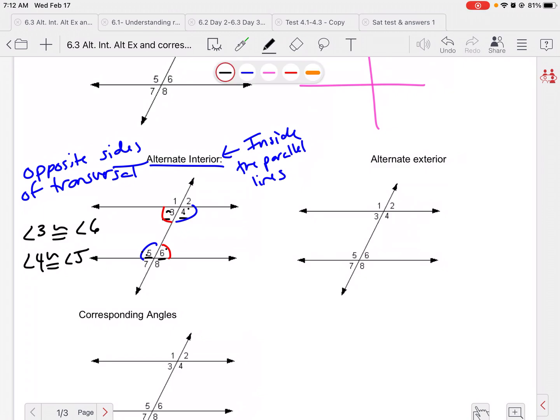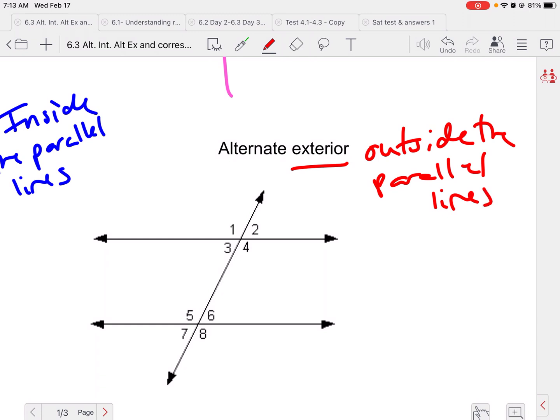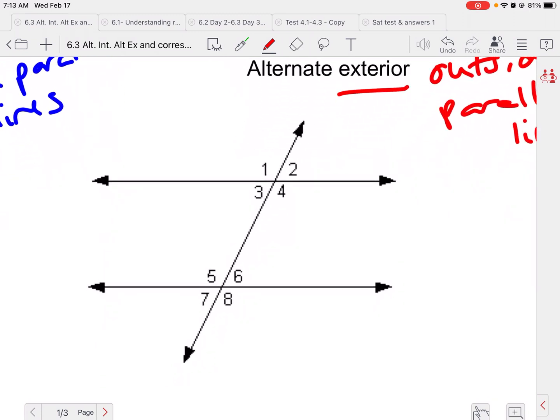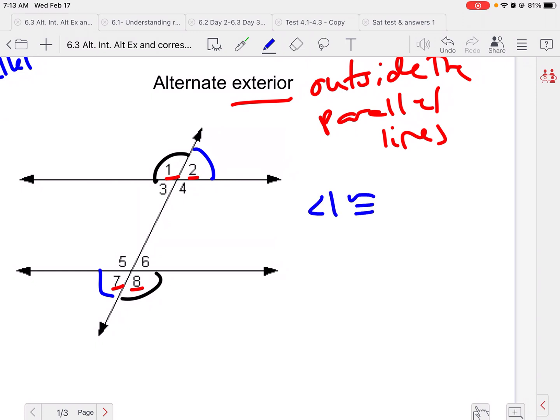Okay, let's go ahead and go to alternate exterior. Again, exterior means outside the parallel lines, and we already talked about alternate being on opposite sides of the transversal. So my exterior angles are 1, 2, 7, and 8. Angle 1 is congruent to angle 8. Those are alternate exterior angles to each other. And angle 2 and angle 7 are alternate exterior angles to each other. I apologize: angle 1 is congruent to angle 8, and angle 2 is congruent to angle 7.